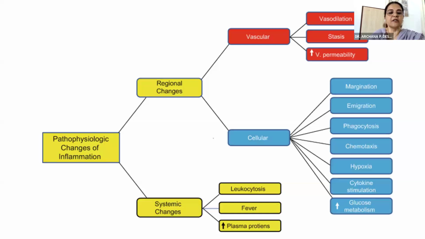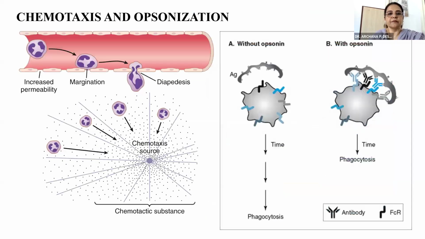Whereas the systemic changes related to inflammation would be leukocytosis, that is, of course, increased WBC count, fever, and increased plasma proteins, because these plasma proteins are going to help out in the entire process of inflammation as regards the chemical mediators. Ma'am, the next slide, please.